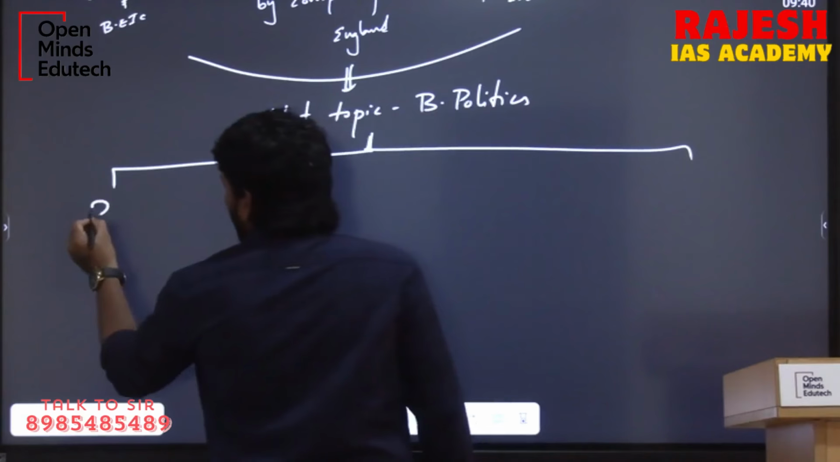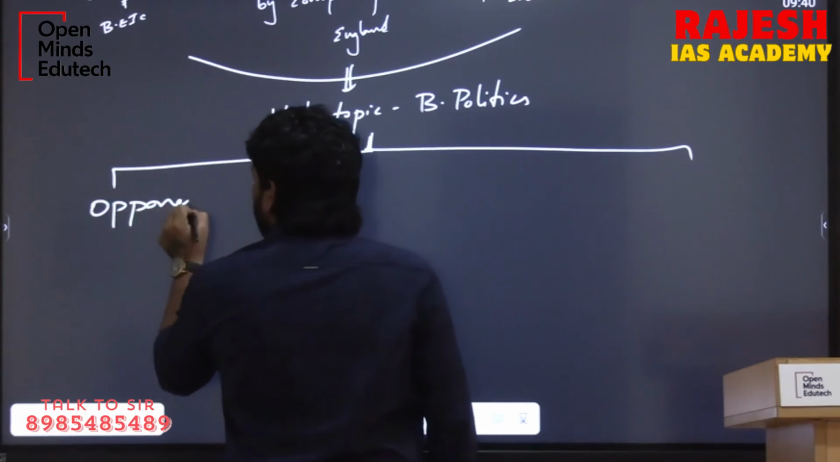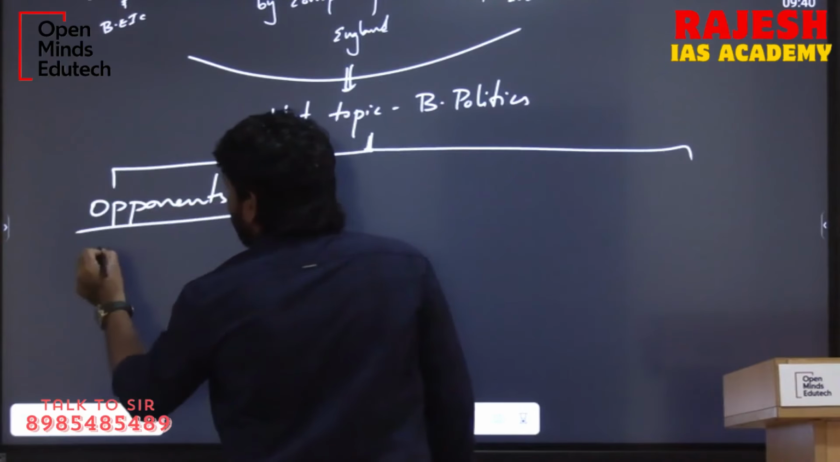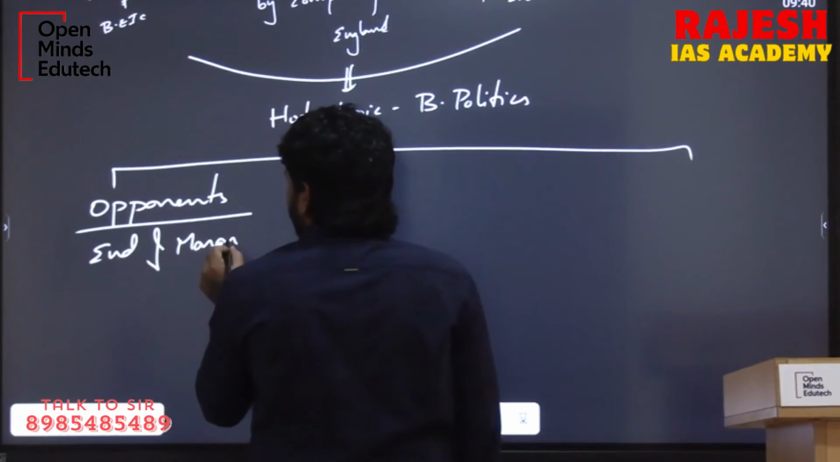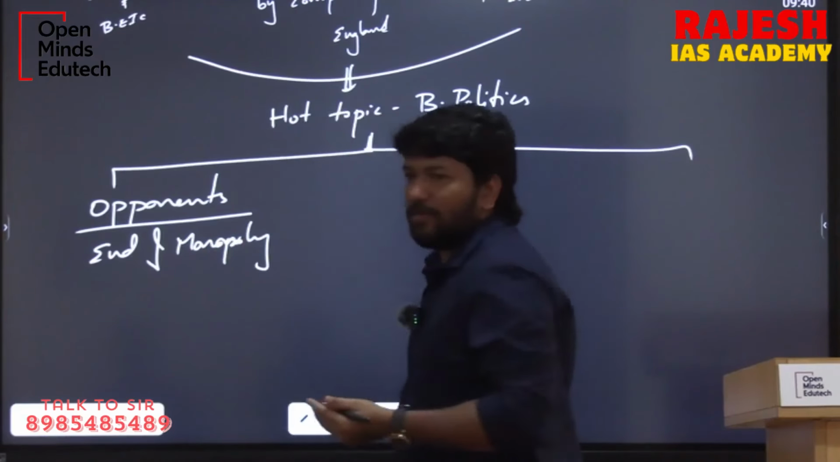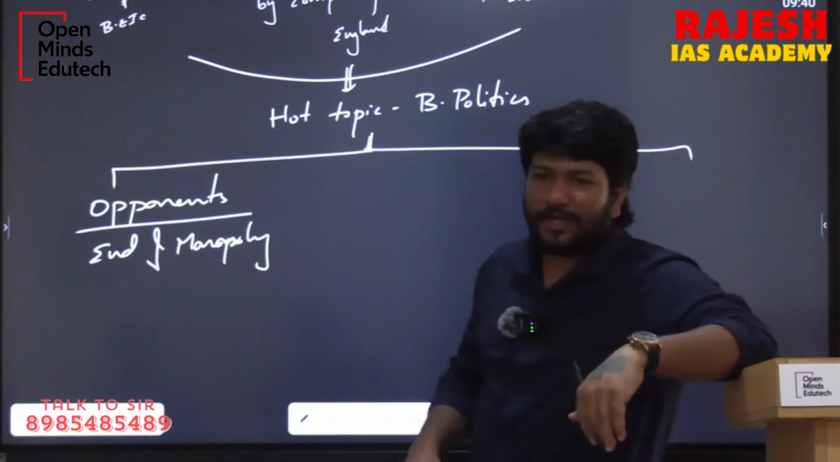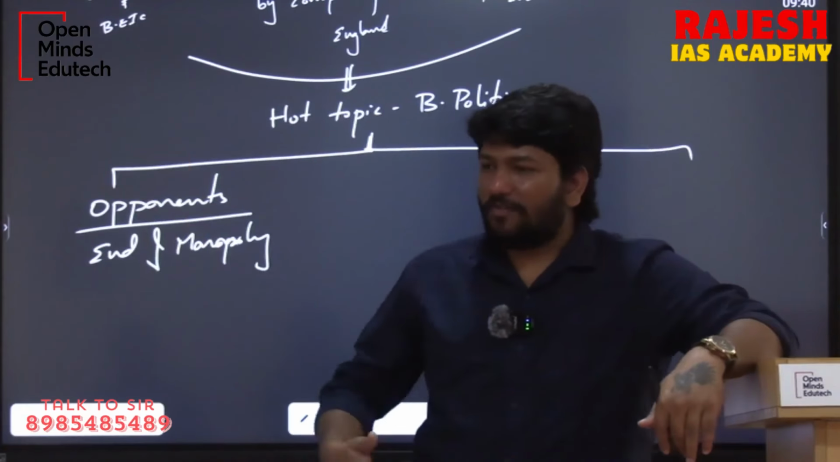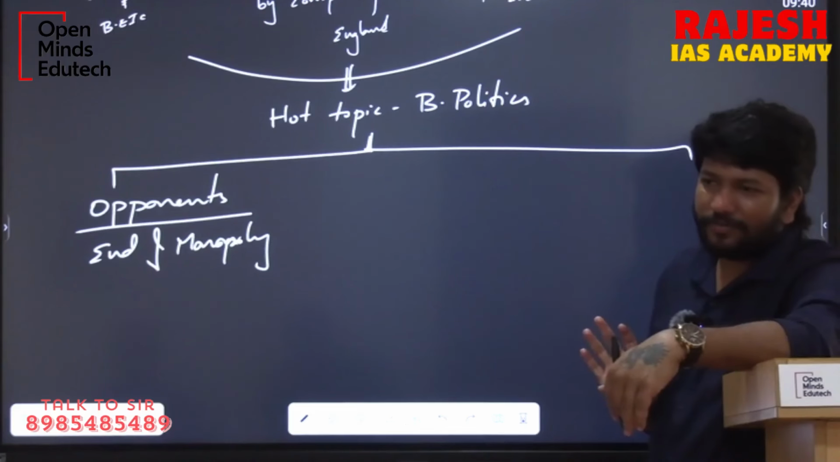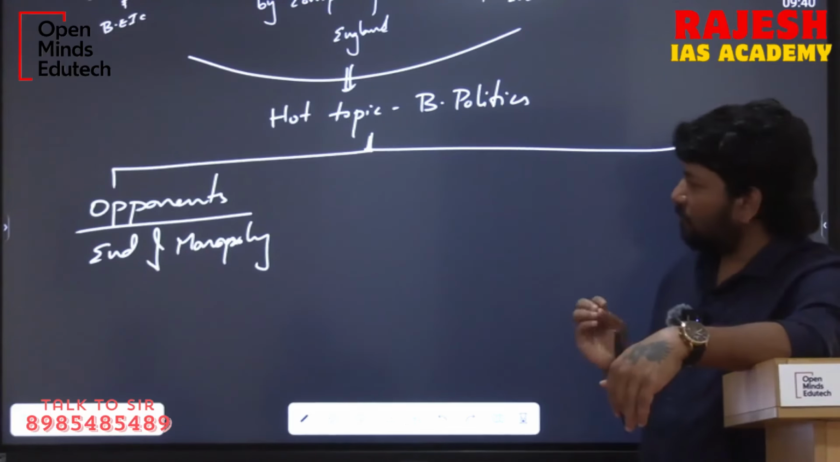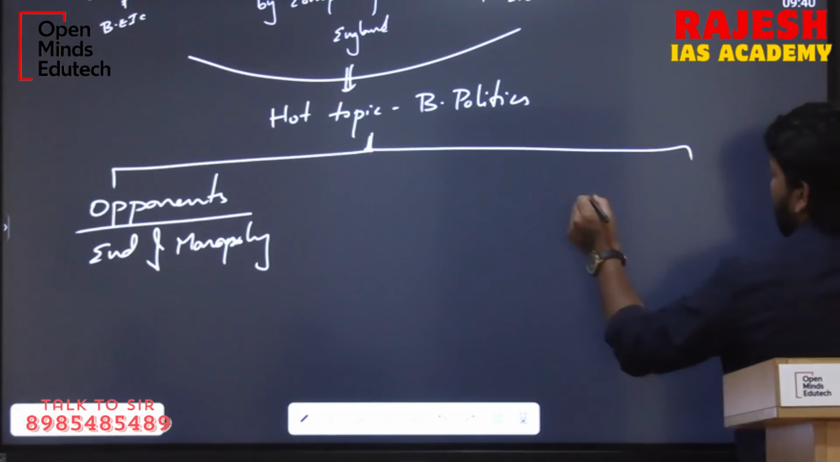One is the opponents. What will they say? End of monopoly rights. You should not give the monopoly to the company to do trading with the East of the Cape of Good Hope. You should end it. You should allow all the companies. You should give free trade. So these are the opponents.